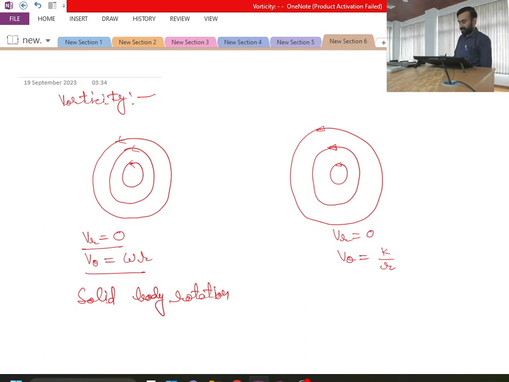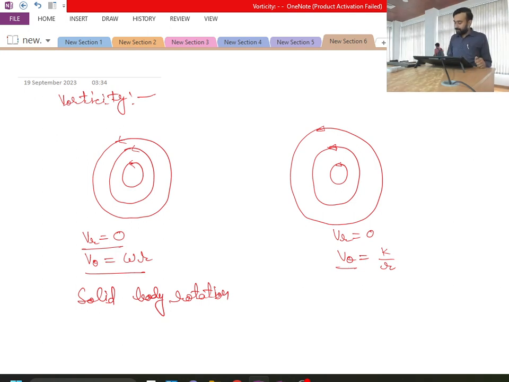In the other situation, I am not calling it solid body rotation, but I am giving the value of tangential velocity, which is equal to k by r, where k is some constant. So here you can see that our tangential velocity is inversely proportional to r. It means as we are moving away, the value of tangential velocity is actually decreasing.